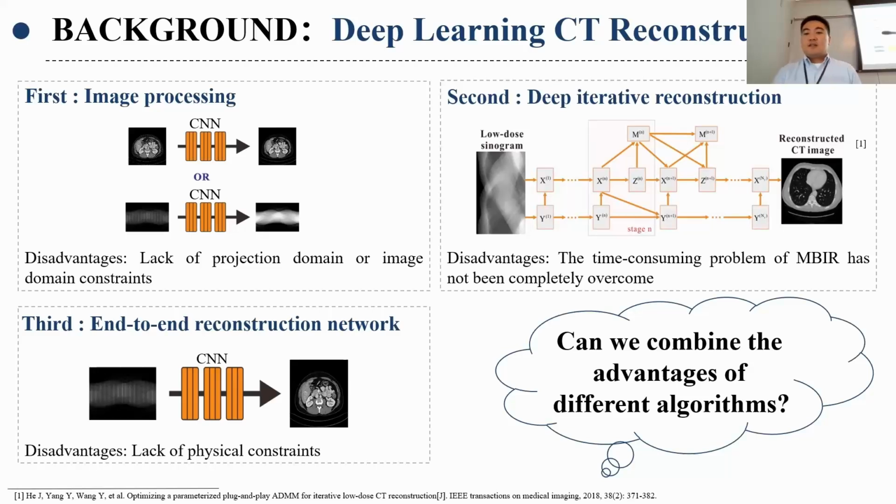So the entry points for different types of algorithms are different. Better reconstruction quality can be achieved by carefully designing networks and adjusting parameters, but there are some shortcomings in different types of algorithms. How to combine the advantages of different algorithms and overcome the corresponding shortcomings is a topic worthy of research.